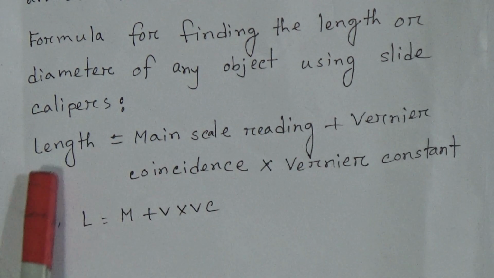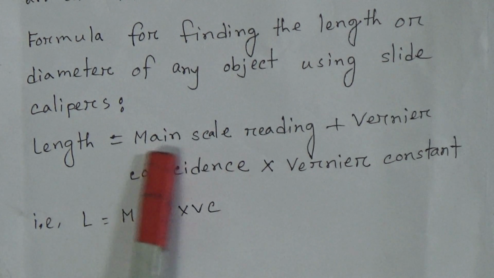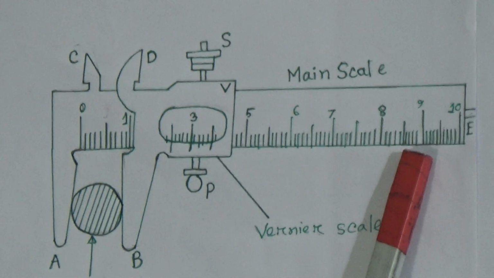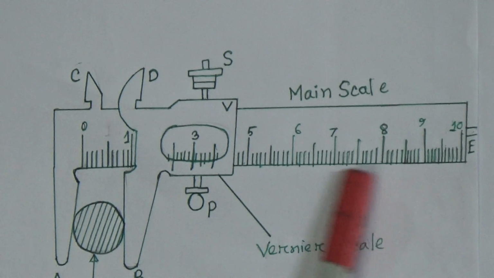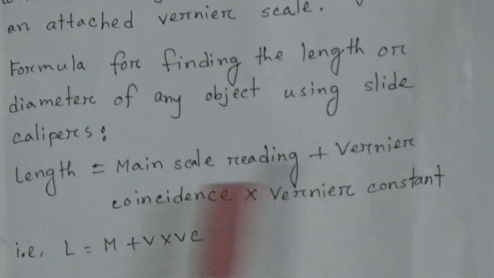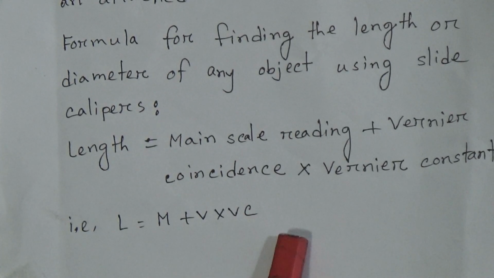Here the length we indicate by L, and the main scale reading, when we do the experiment, we indicate this reading by capital M, and the vernier coincidence means V and vernier constant means VC.